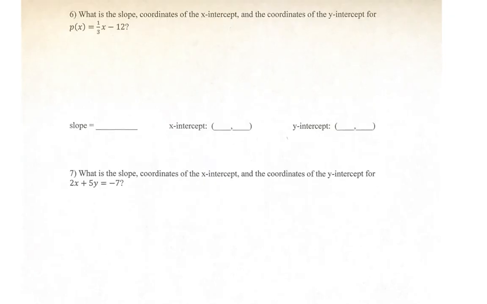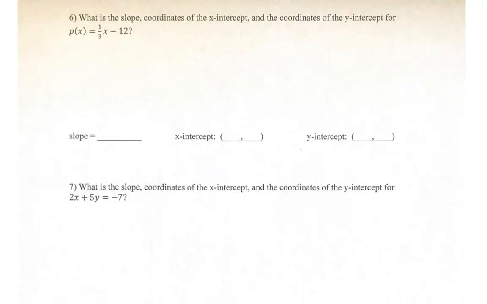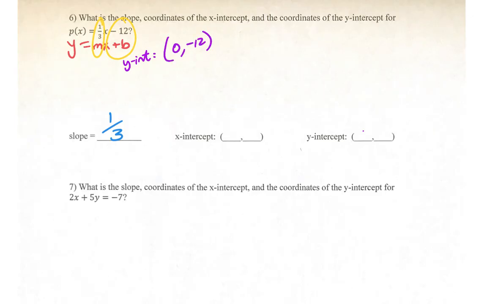On the next page, what is the slope, coordinates of the x-intercept, and coordinates of the y-intercept for this equation? Well, this is written in slope-intercept form, so I like that. y equals mx plus b. So I can very quickly pick out the slope. Slope's 1/3. Nice. I can also pick out the b, which stands for y-intercept. So I know the y-intercept is negative 12, or 0, negative 12 is how we would write it.